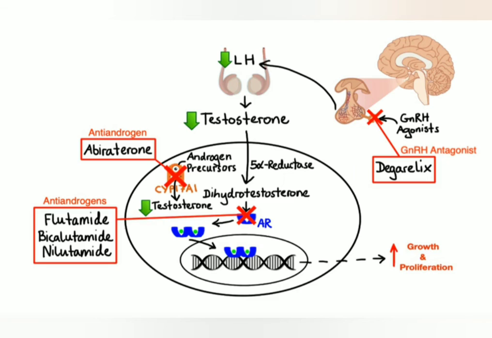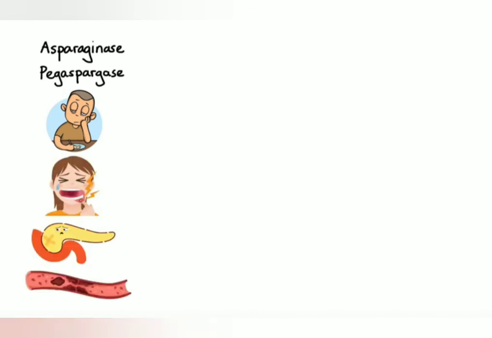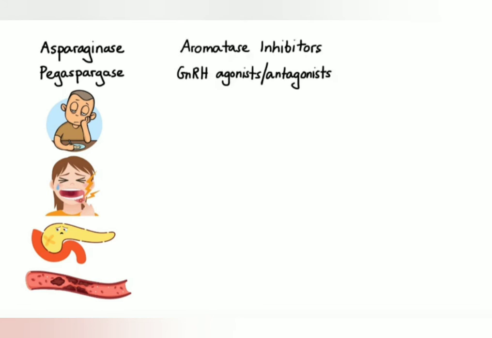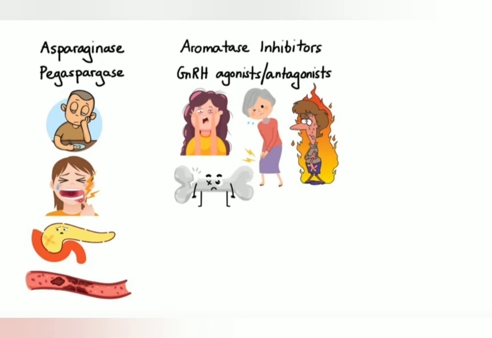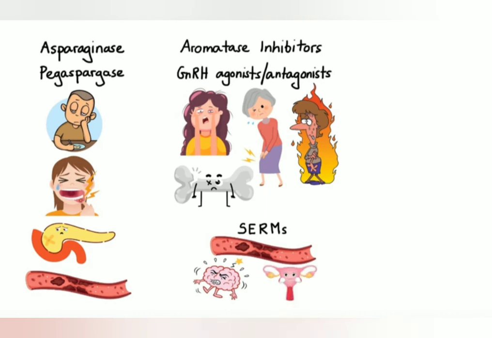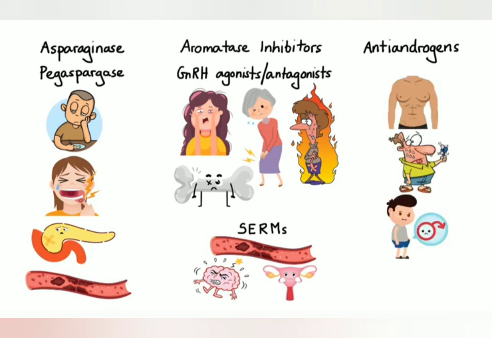Now, when it comes to side effects, asparaginase and pegaspargase may cause fatigue and poor appetite, mouth sores, pancreatitis, and blood clots. Aromatase inhibitors, as well as GnRH agonists and antagonists, may cause fatigue, muscle and joint pain, hot flashes, and osteoporosis. Selective estrogen receptor modulators, for the most part, share similar side effects, in addition to being more likely to cause blood clots, stroke, and endometrial cancer. Lastly, anti-androgens, when used in men, may cause breast enlargement, hot flashes, sexual dysfunction, and osteoporosis.